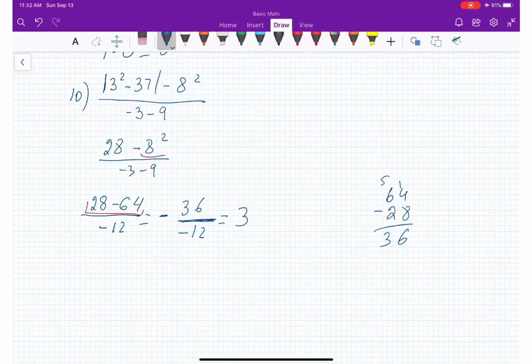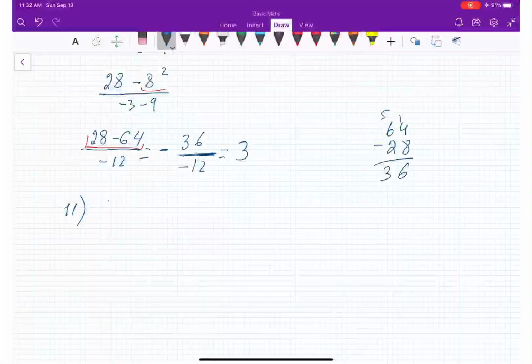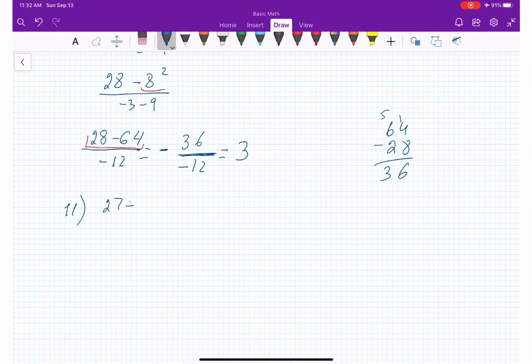Next question. 11. We are halfway through. We have 20 problems to go. So 27 plus 3 times 2 squared minus 1, parentheses 4 times 5 minus 17. Okay.